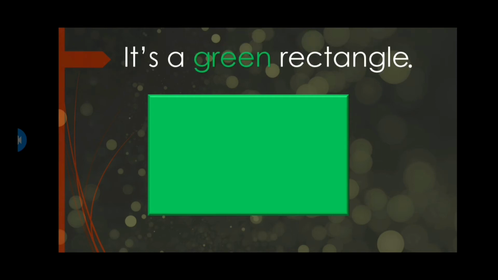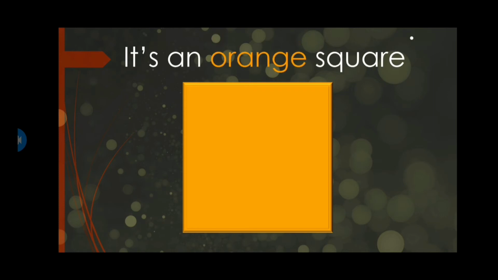Rectangle. It's a green rectangle. What's the color of the rectangle? Green. Good job. Square. It's an orange square. What's the color of the square? Yes, it's orange. Good job.